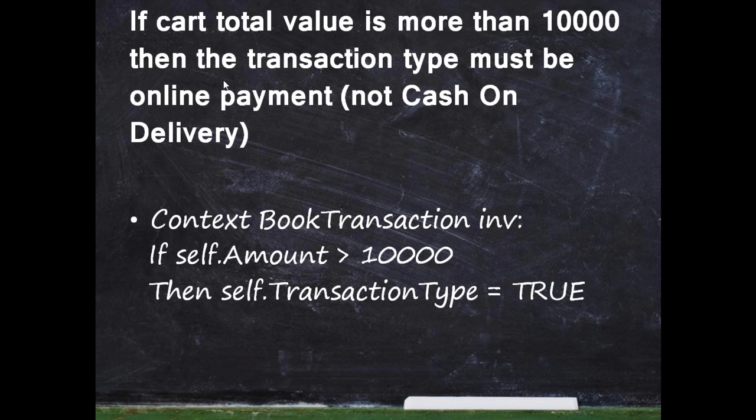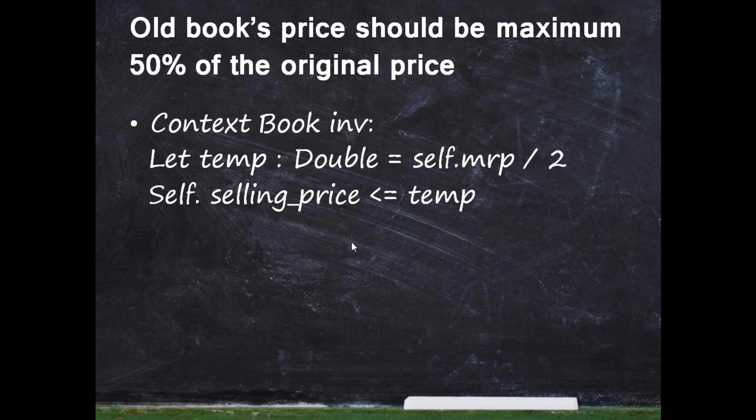True means online payment. Next, an old book's price should be a maximum of 50% of the original price. When the book is old, we cannot take over the 50% price, so we take a temp variable that describes half of the price, and the selling price must be less than or equal to 50% of the price, that is temp.